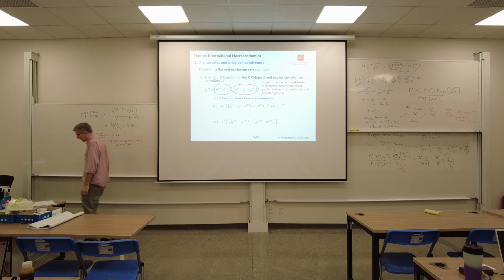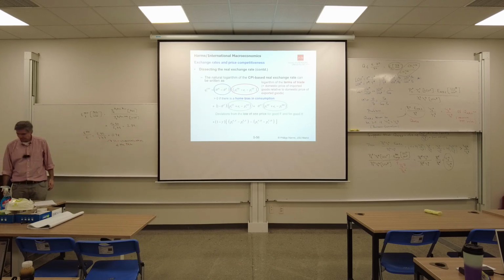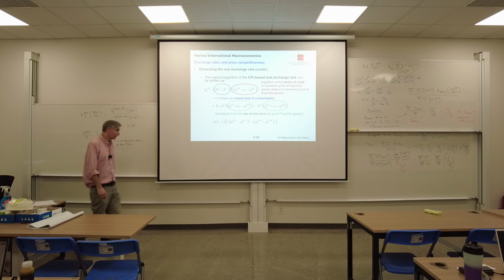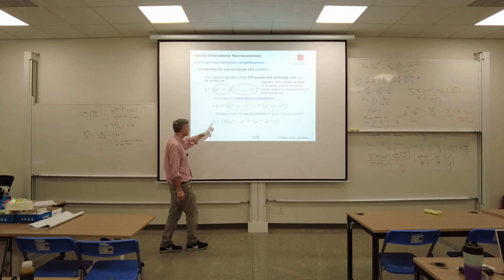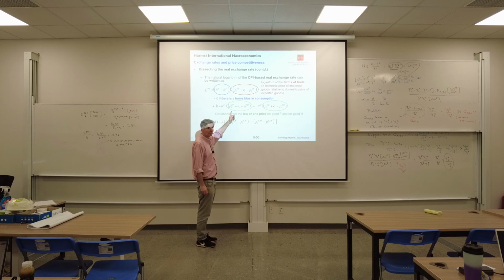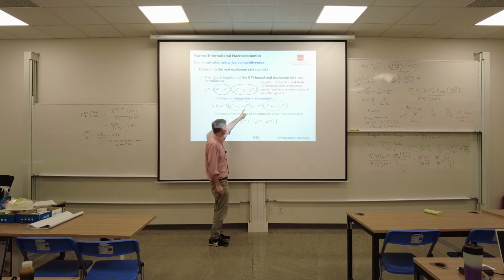Now the next thing to look at is this. These are deviations from the law of one price for good F and for good H. Now please note, here we're talking about the same good and the price of the same good in different countries. The terms of trade, and this is often confused, the terms of trade talk about the relative price of two different things. Here we talk about the price of the football in football country, and here we talk about the price of the football in hat country.